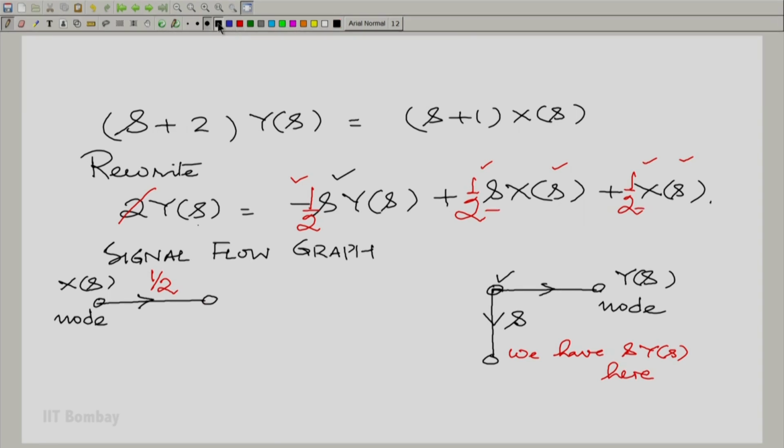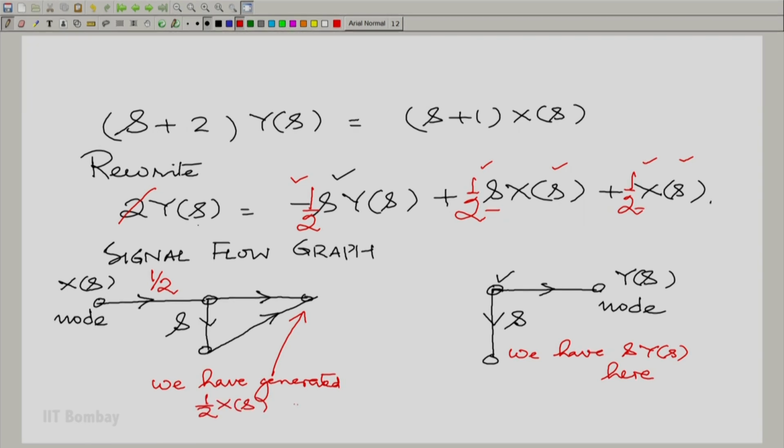So, you need to put 2 edges here. Carry it as it is and differentiate it and then carry. And these need to be added. And now, at this node, I have generated half excess into s plus 1.